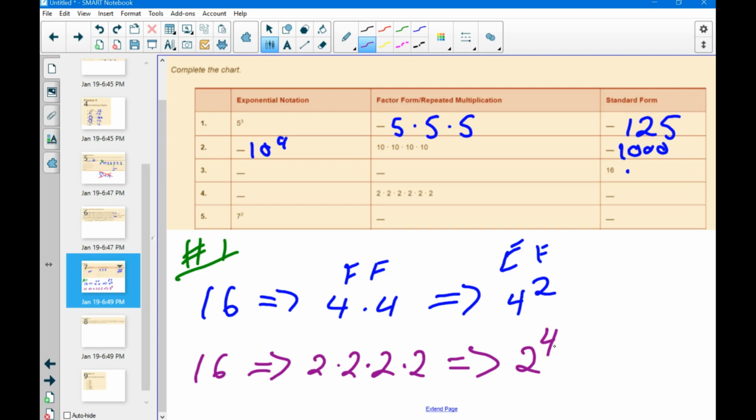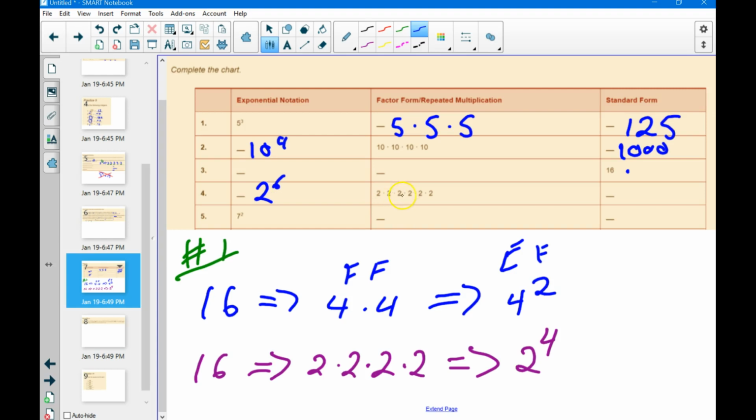So I want to take a second to explain that because I don't want you to get too confused about it. The next one here we have 1, 2, 3, 4, 5, 6 2's. So we have 2 to the power of 6.